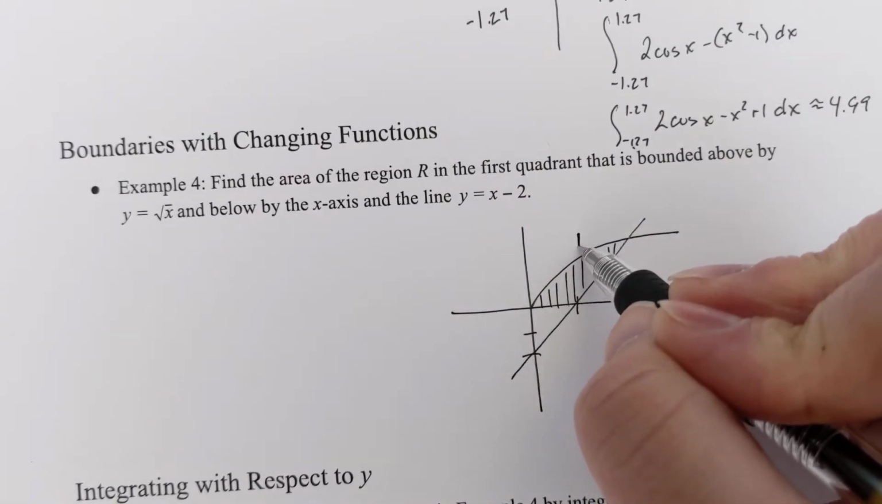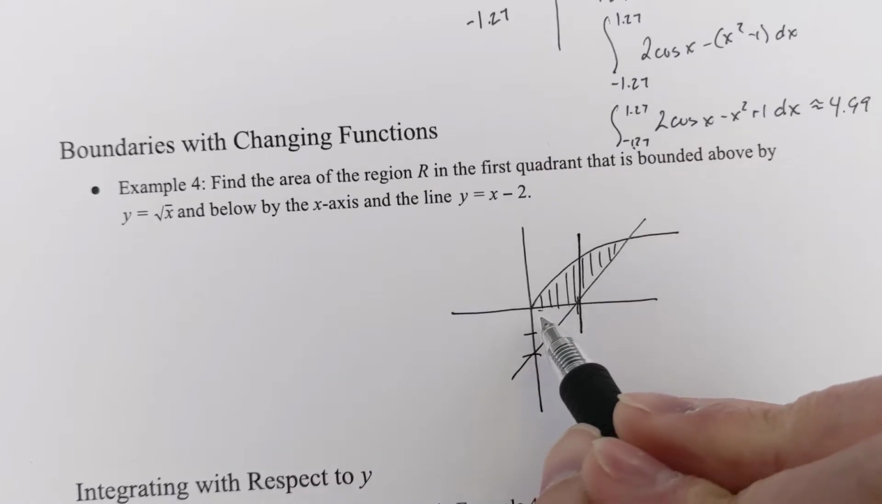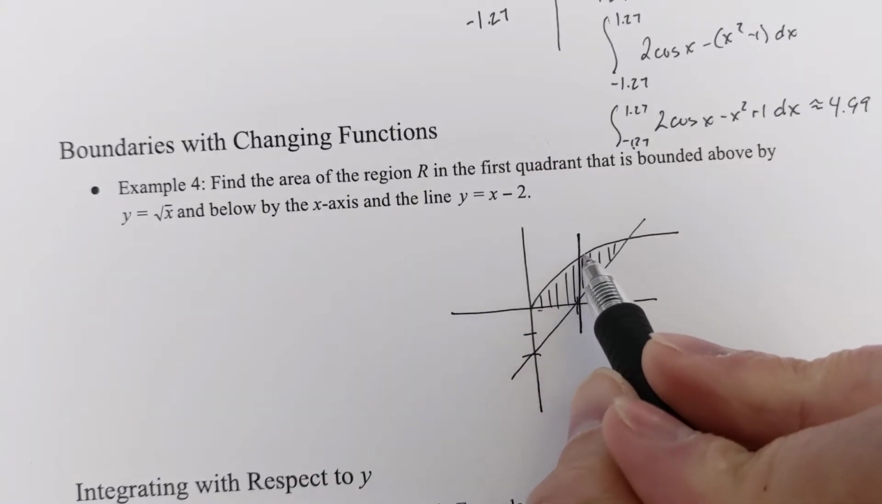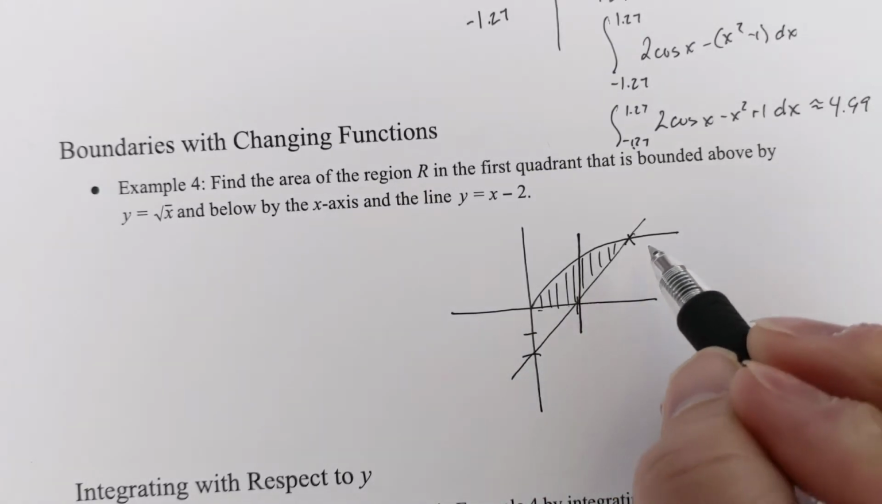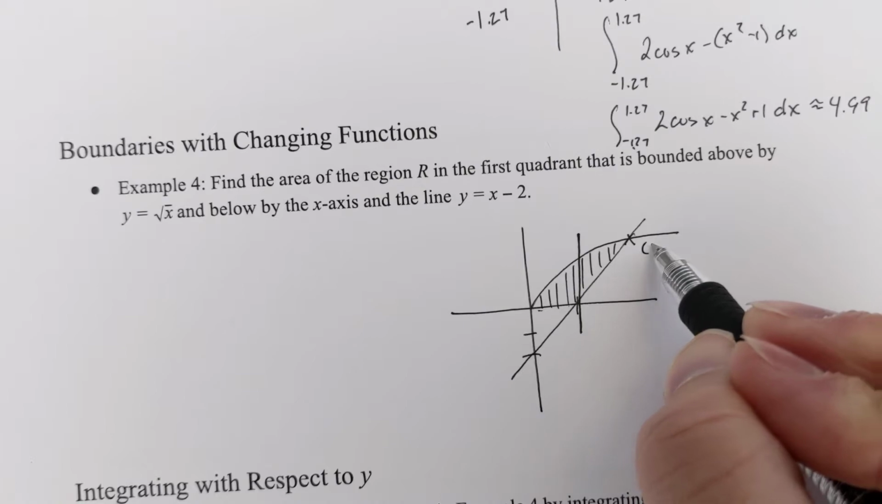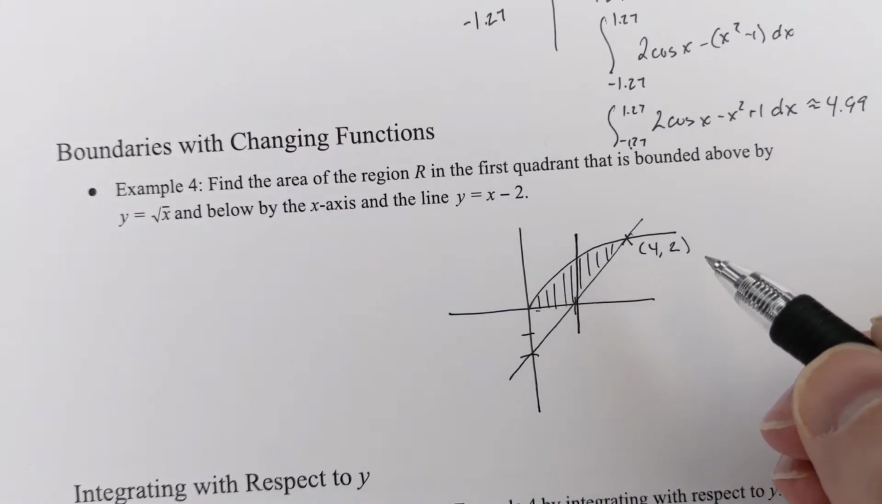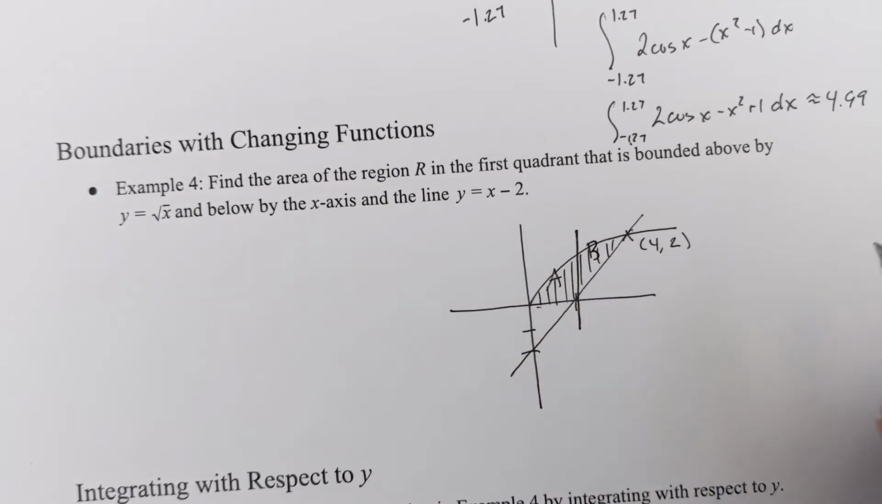So there's actually two shapes here. We have to split it here because the bottom curve is different here. From 0 to 2 on the x-axis is the bottom and the curve is the top. But from 2 to whatever this point is up here, which is probably 4, or 4 comma 2, we have to do two separate integrals. So we have region A and region B.